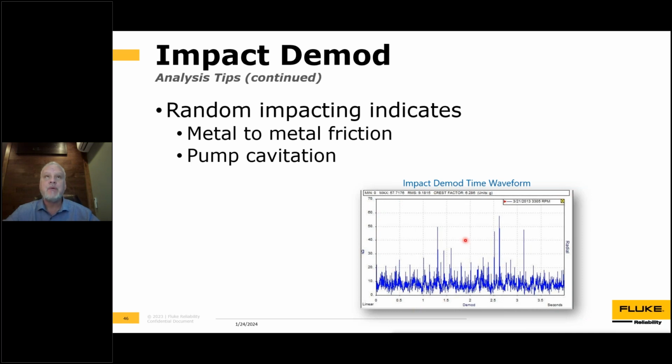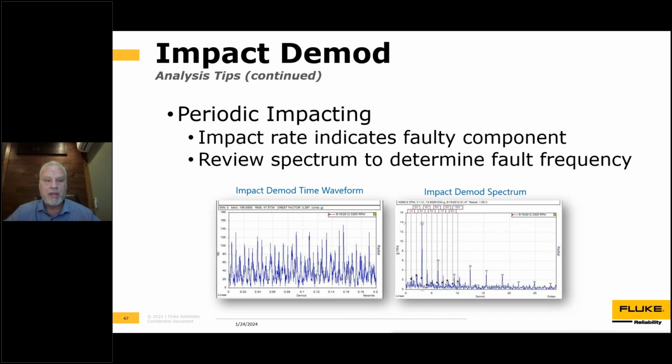This is pretty high, but typically random impacting indicates metal friction. We'll see a dry bearing. This is typically what we'll get out of that. Another case where we'll see this is pump cavitation. So we have to be cautious when it's on a pump. We recognize that it again could be cavitation, and that's still meaningful as well. Got to figure out why that pump is cavitating and solve that as well.